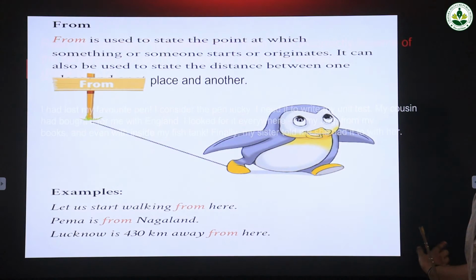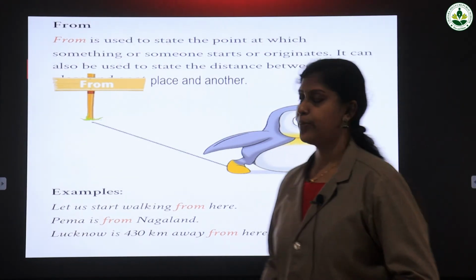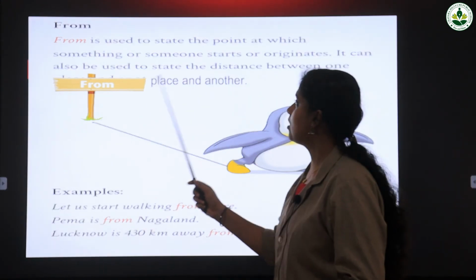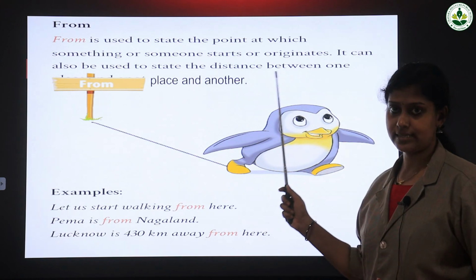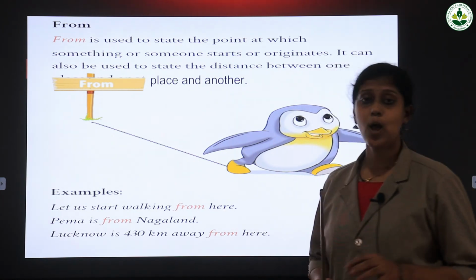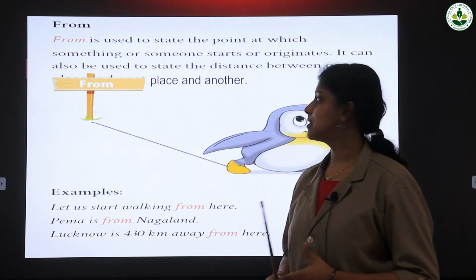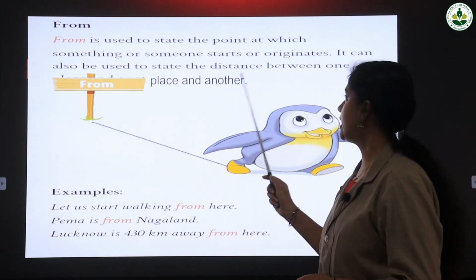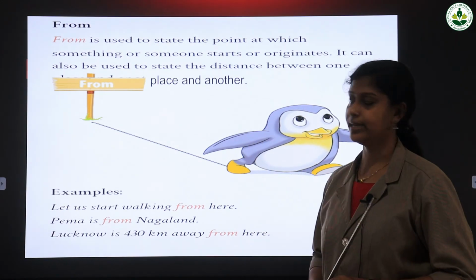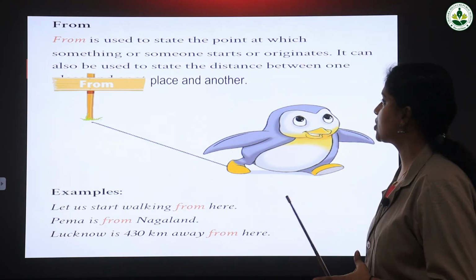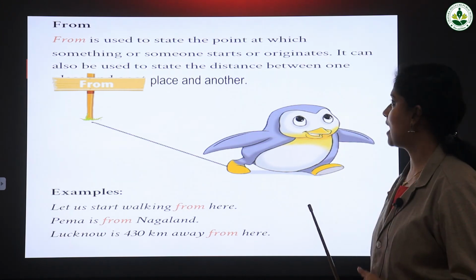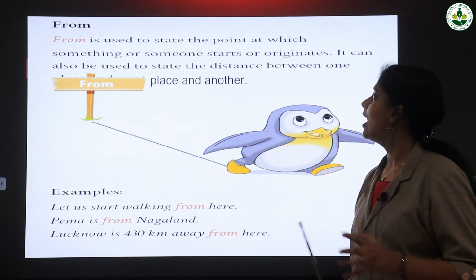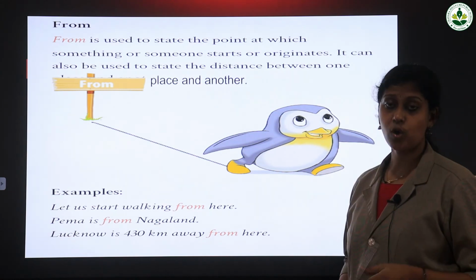Okay. Next one, from. The last one, the preposition from. From is used to state the point at which something or someone starts or originates. It can also be used to state the distance between one place and another. First, from is used to state the point at which something or someone starts or originates.